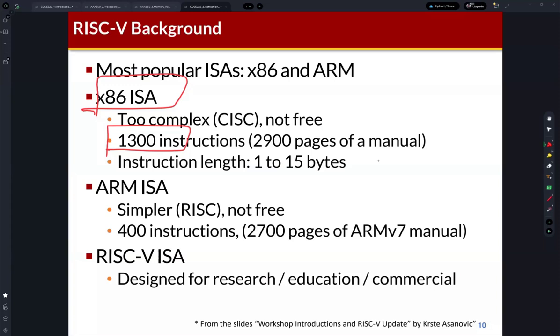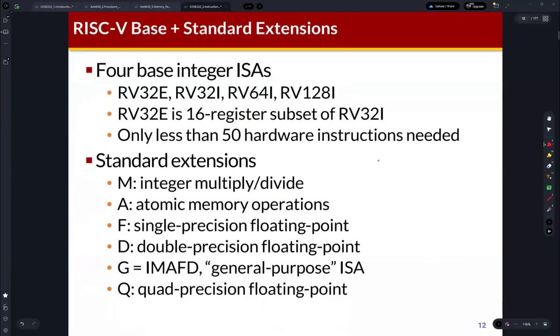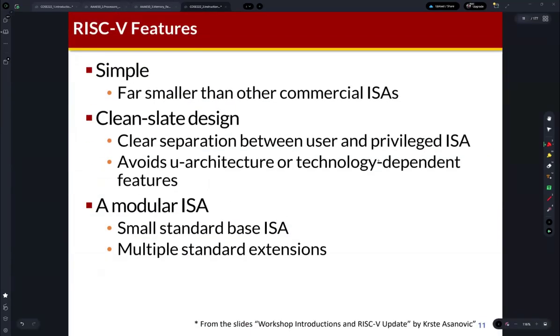Then RISC-V is designed for research, education, and commercial use. It has a smaller number of instructions, and it's also well organized. It is because it has a short history; it was developed recently. So here are some design policies of the RISC-V ISA. It's a simple and clean-slate design because it's new, and it's a modular ISA.